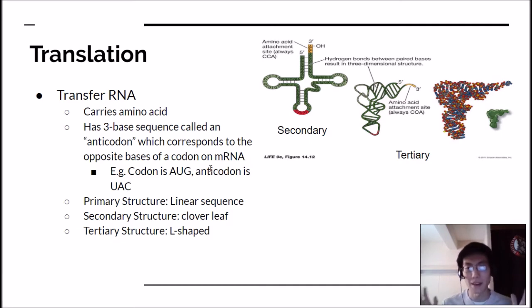But just a basic overview, when you look at a transfer RNA or a tRNA, it has a primary structure, and the primary structure is just kind of a linear sequence. The secondary structure is sort of a clover leaf shape like this. And then if you look at the tertiary structure, it's more folded, and there are different interactions, so it no longer looks like a clover, but more like sort of an L-shape. So that's the basics on transfer RNA.